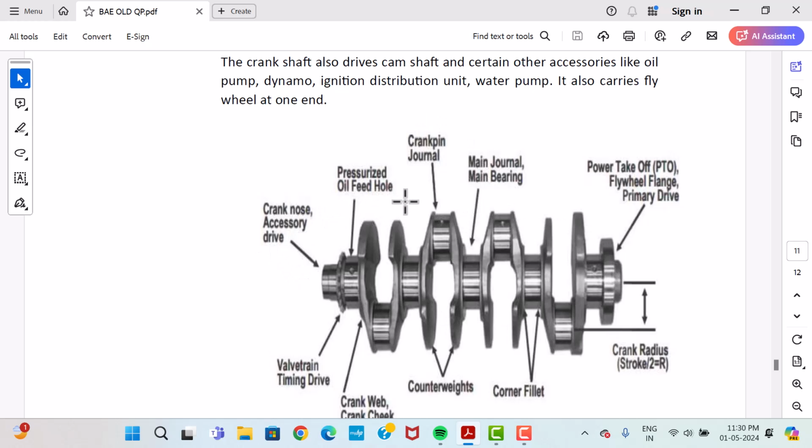And the pressurized oil feed hole, crank pin journal, main journal bearing, power takeoff, that is the flywheel attaching point; there is a flange where we attach the flywheel. This is the crank radius, the corner fillet is provided, the counterweight is provided, the crank web is there, and also the valve train. So the timing gear is attached to drive the camshaft. Crank nose accessory drive: here you can provide some drive for the accessories from this end. This end is for the flywheel.